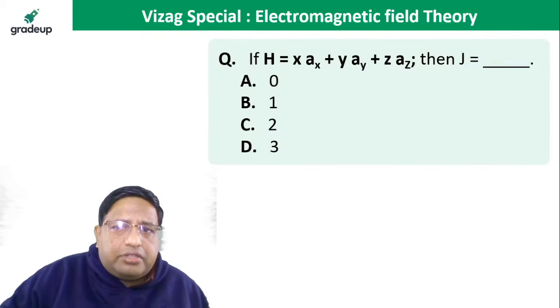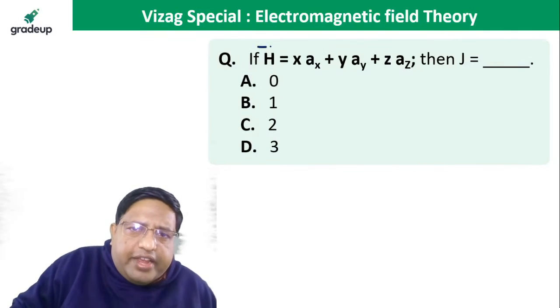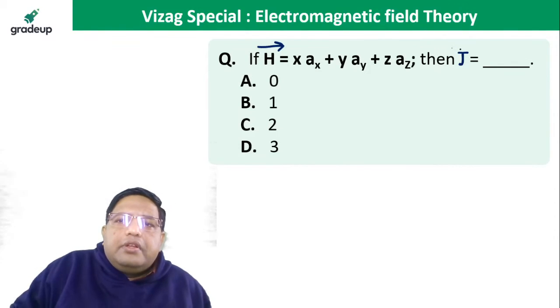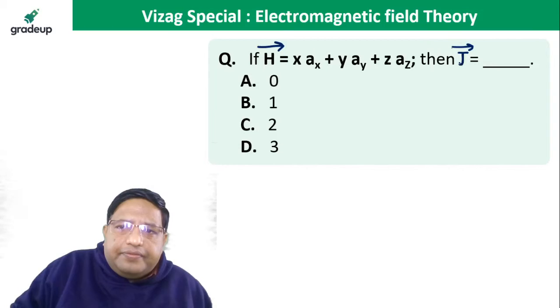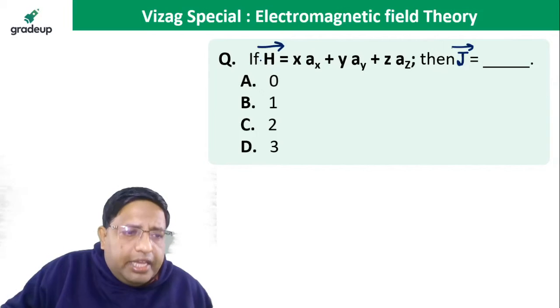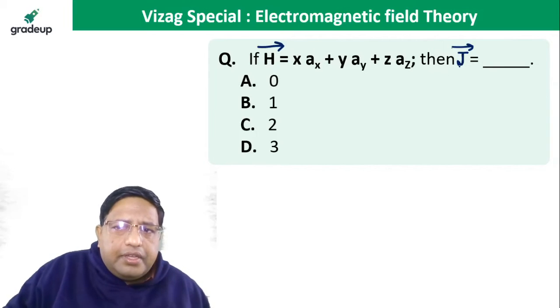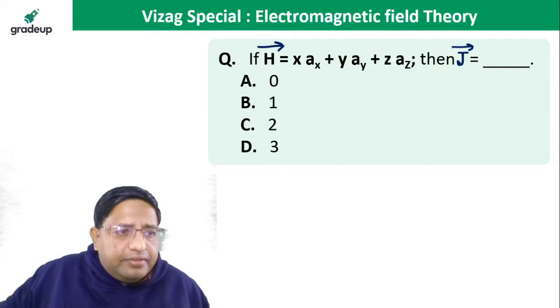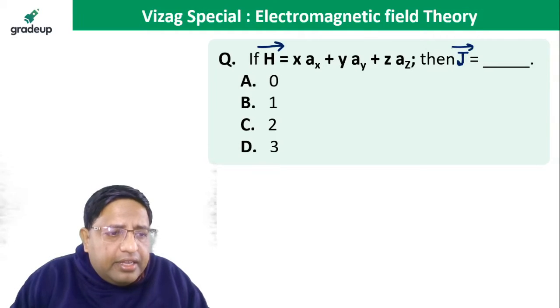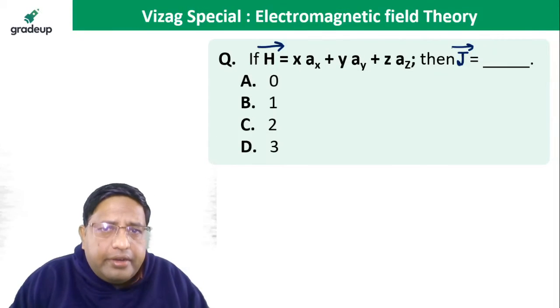Try to give the answer of this question. If the H vector is given, what is the J vector? What is the current density vector J? Calculate. Very easy question. These are very important questions for Vizag Steel.